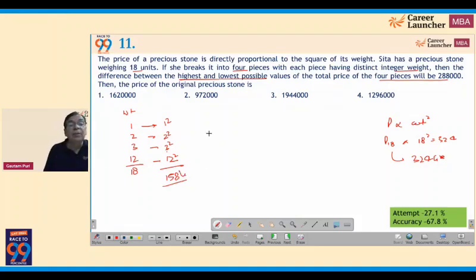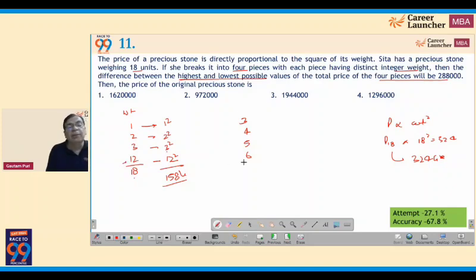And what will be the other extreme? Get all of them as close as possible. What is 18 by 4? 4.5. So if 18 by 4 is 4.5, that means 4, 5, 3, 6. The minimum will happen when all the numbers are very close to each other, closest possible. The maximum will happen when the numbers are as far apart.